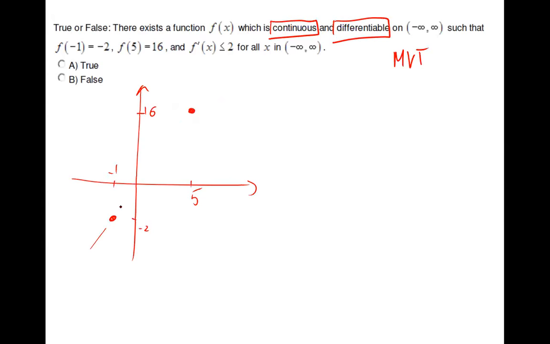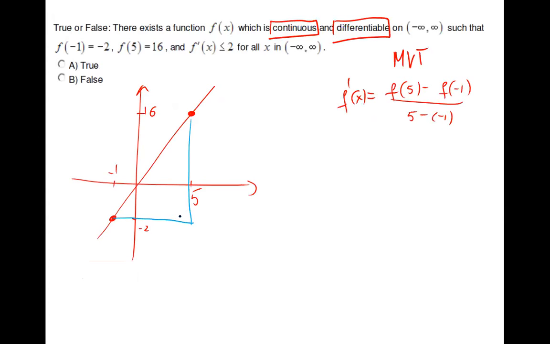If I connect this, the slope of the tangent line is the same as the slope of the secant line, which I draw. What do you think? We can actually find out what the slope is. It's false. The slope of this line, because the derivative means the slope, shouldn't be greater than 2. It could be 2 or less, but not greater. Let's just find the slope of this line.